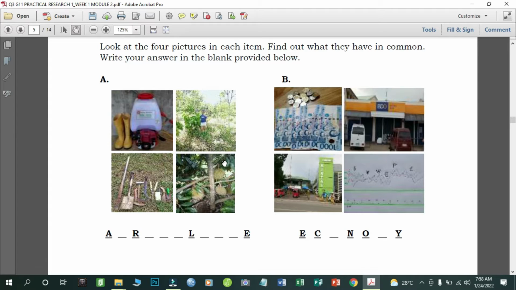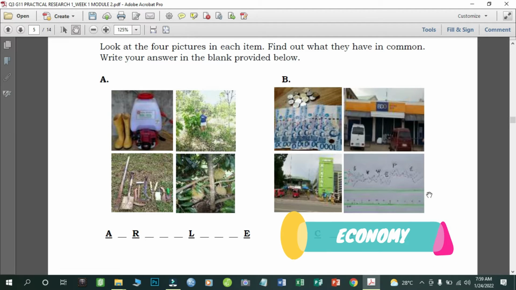In letter B, I have here money, a bank, a graph, and I think this is a mall. What do you think this is? Okay, correct. It's about economy.